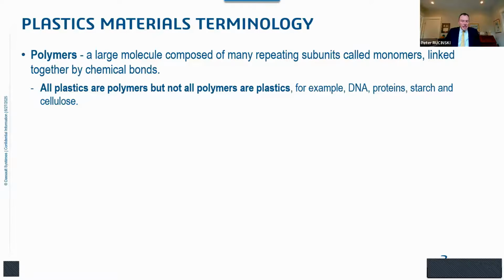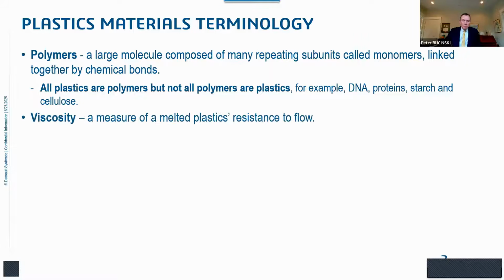So for example, you can have DNA, proteins, starch, cellulose. These are all polymers, they're not plastics. So what you'll find, a lot of us in the plastics industry, we use the words plastics and polymers interchangeably. So I hope that helps avoid any confusion.